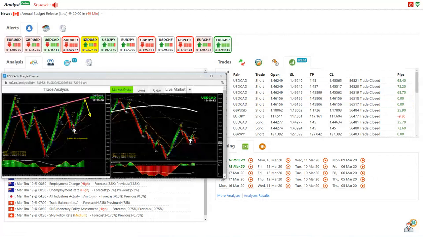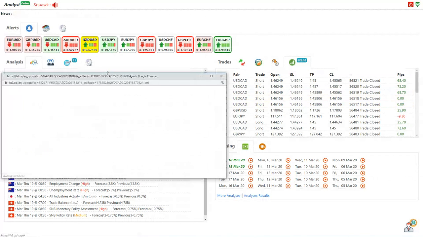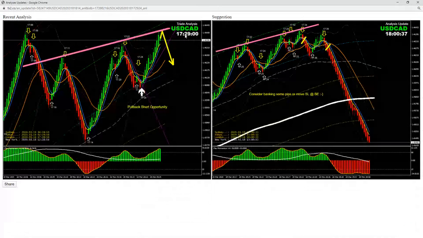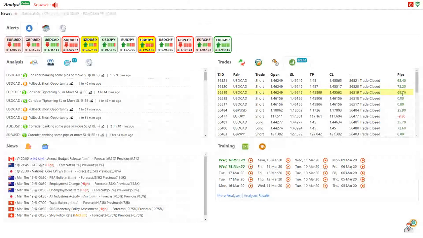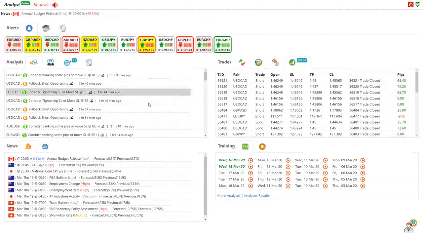Then I explained this other analysis, which we broadcast here at around 17:29, to look for the pullback short. And as you can see, the price nicely developed a pullback, as a counter trade with a very tight stop loss. I took three trades, and as you can see, I banked such good pips on all of these on dollar CAD. It doesn't mean that we didn't have other opportunities from other pairs. We do have them, but I personally focus only on a few pairs just to maximize the opportunity.